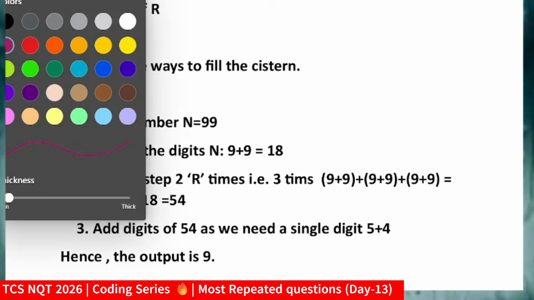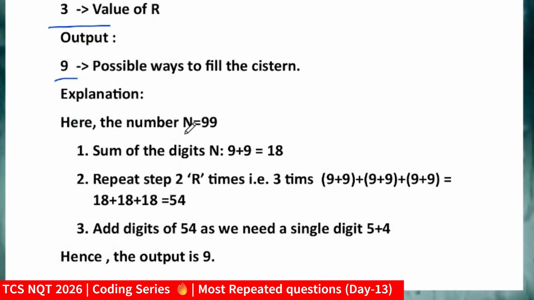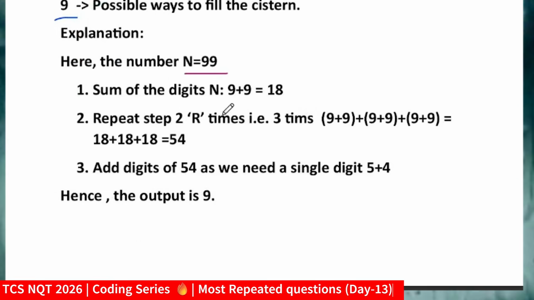Okay, let me use another pen. Yeah. So here number n equal to 99. So sum of digits equal to what? 9 plus 9, that is 18. So how many times will I repeat this step? 3 times, because here the r value is 3. So step 2 means I have to do it r times, so 3 times. So 9 plus 9, 9 plus 9, 9 plus 9, that is equal to 54.